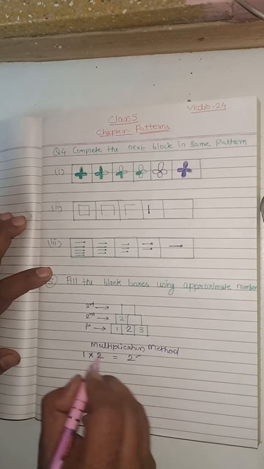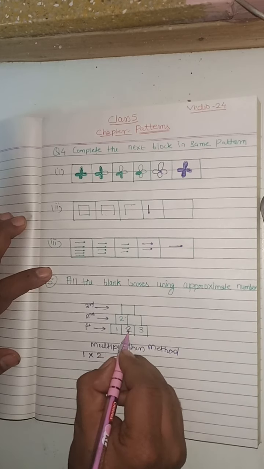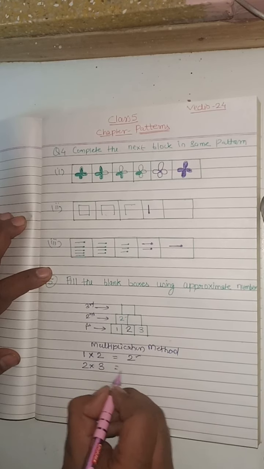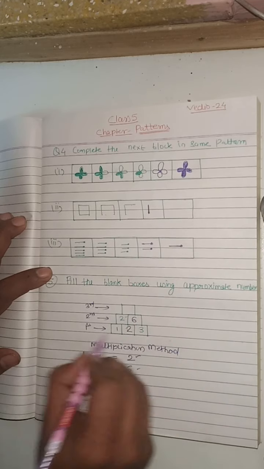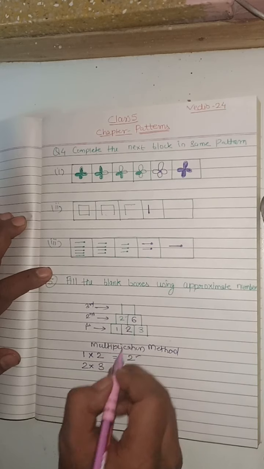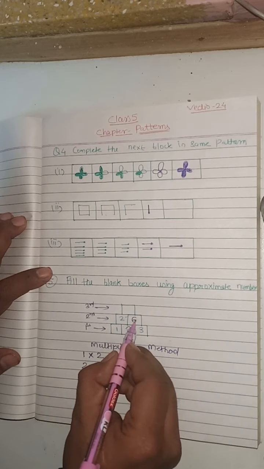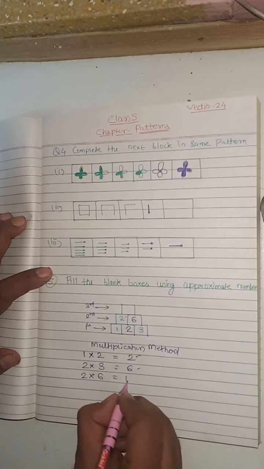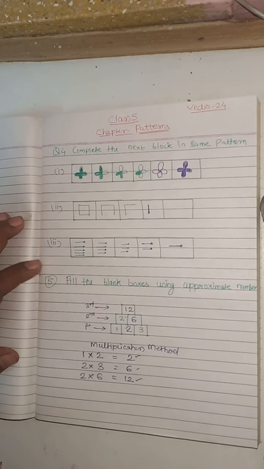Now here I multiplied 1 and 2, so here also I will multiply 3 into 2. So what will I do? Here I will multiply 2 with 3, so we will get 2 × 3 = 6. So we will write 6 here. Now again we are multiplying this 2 and 6 because we are using the multiplication method. So we will multiply both these values. 2 multiplied by 6 gives 12. So our pattern will be completed in this way.